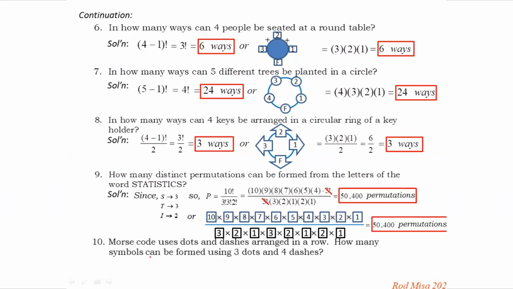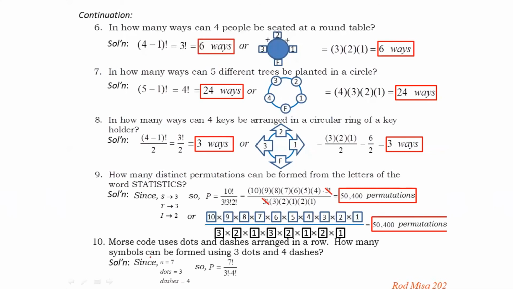Now let's proceed to our 10th problem. Morse code uses dots and dashes arranged in a row. So in a Morse code, we have 3 dots and 4 dashes. How many symbols can be formed from using 3 dots and 4 dashes? So in this case, we know that our n is 7 because we have 7 characters here, the 3 dots and 4 dashes.